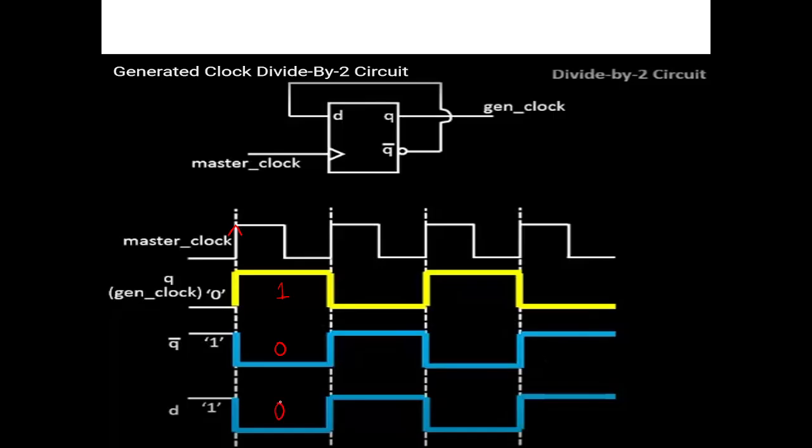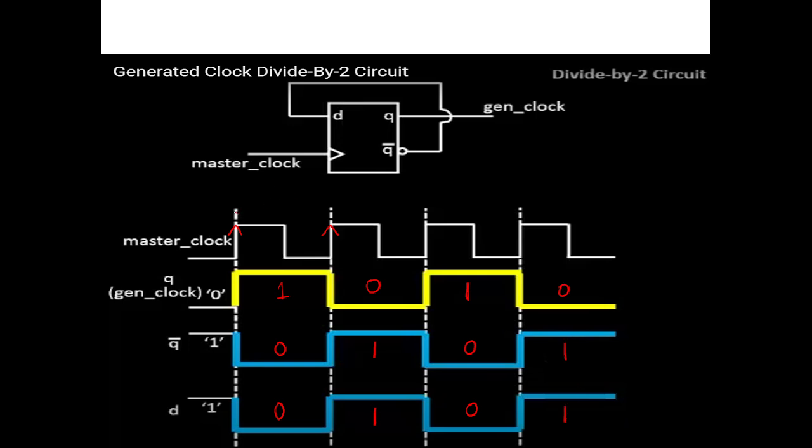Again, D becomes 0. At the next clock pulse, this 0 will be coming to Q, and as Q is 0, Q bar becomes 1. Q bar is connected to D, so D is 1. At the next clock pulse, this D is coming to Q. Q becomes 1, Q bar becomes 0, and D becomes 0. At the next clock pulse, again the D value will be coming to Q. Again Q bar becomes 1, and D becomes 1.